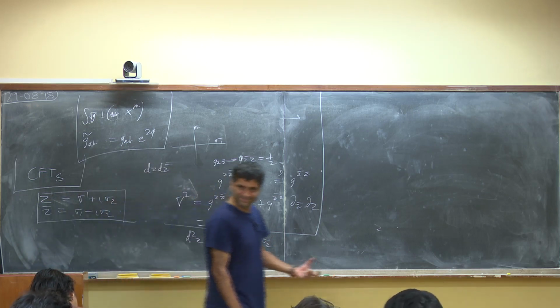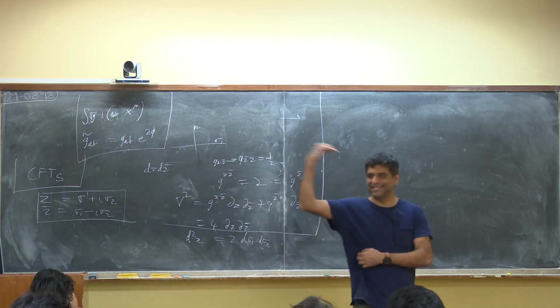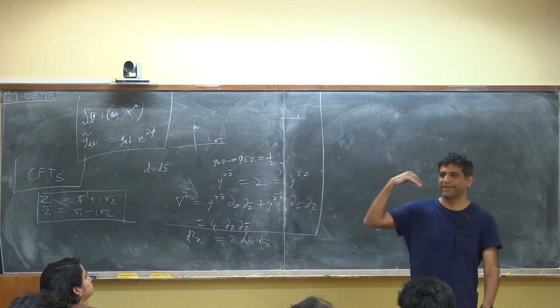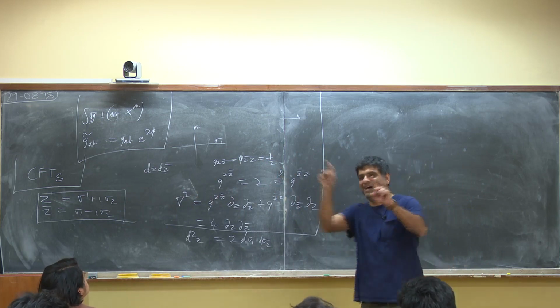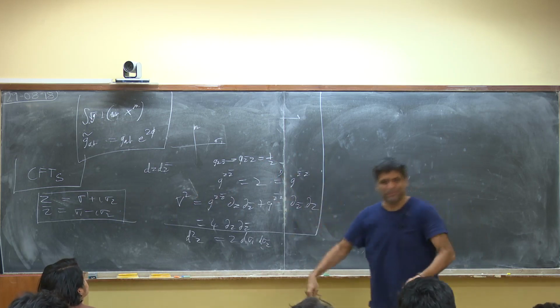Do you know what I mean? Del z by del sigma 1, del z by del sigma 2, del z bar by del sigma 1, del z bar by del sigma 2. You get 1, i, minus i, 1. Compute the determinant, you get 2.